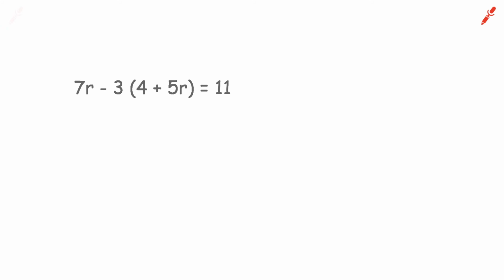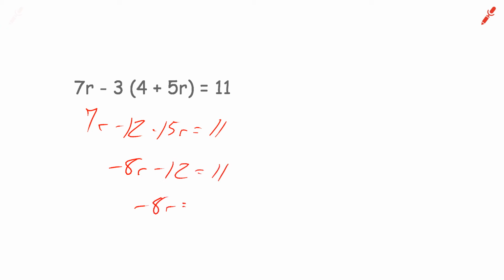Alright, so you should have solved it, and as you were solving it, you should have gotten 7r minus 12 minus 15r equals 11. That's going to give me negative 8r minus 12 equals 11. Negative 8r equals 23. R equals negative 23 over 8. That should be what you guys got.